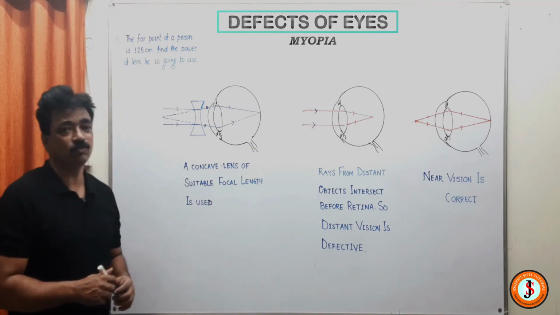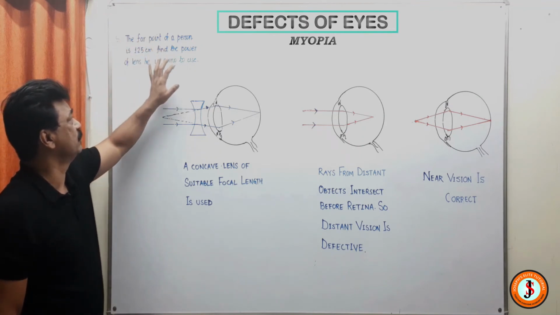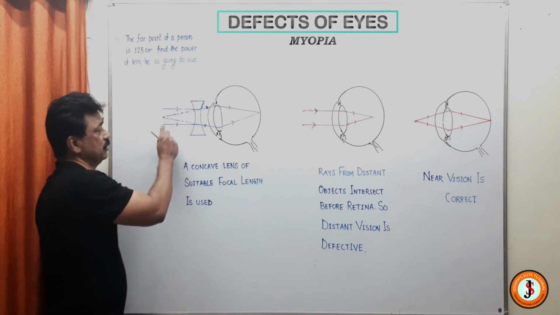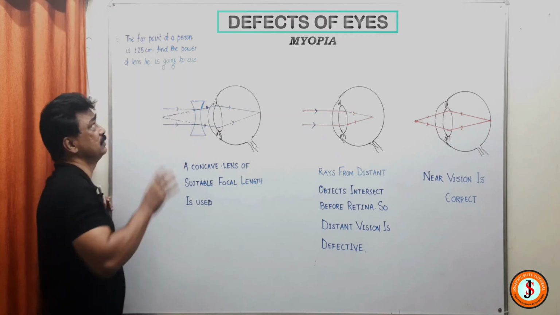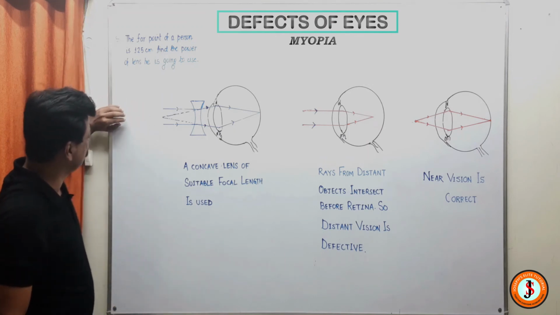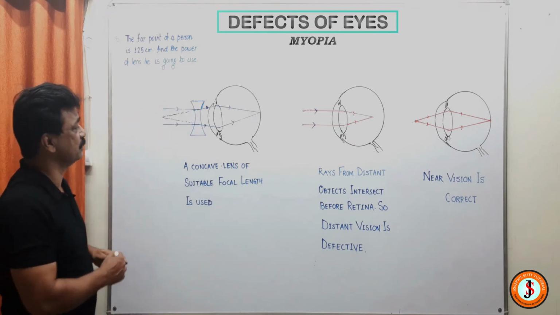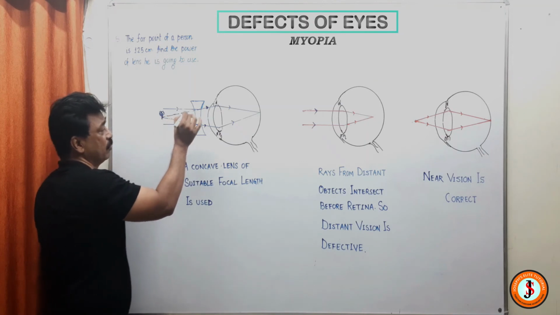Now see the mechanism, what happens. I go with a question. The far point of a person is 125 centimeter. Find the power of the lens to be used. Suppose from here to here, just imagine, it's not to scale, the distance is 125 centimeter. Suppose there is a tree over here, so the rays are coming from the tree, and the lens diverges them, and the image of the tree is formed over here.